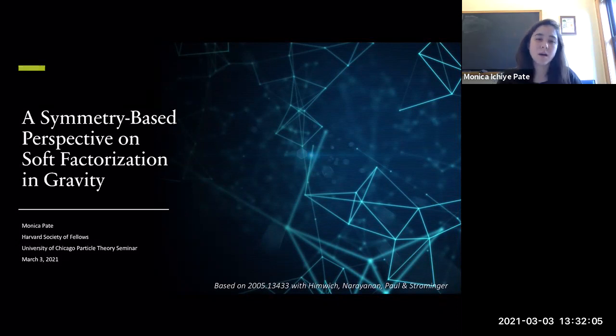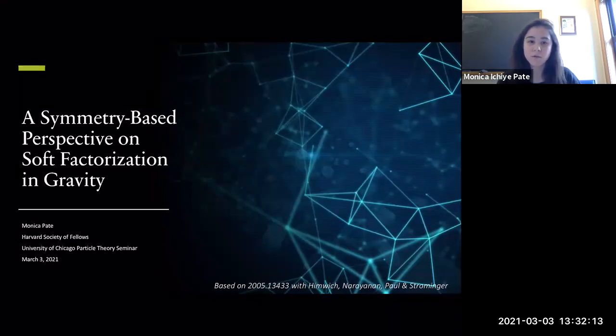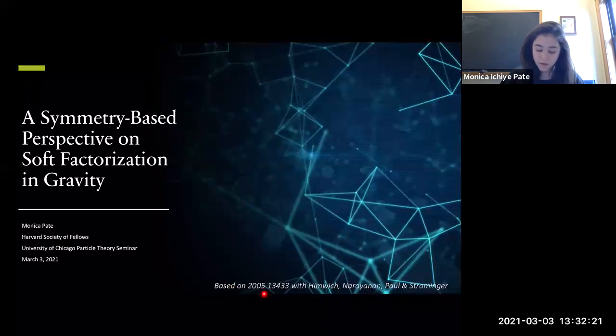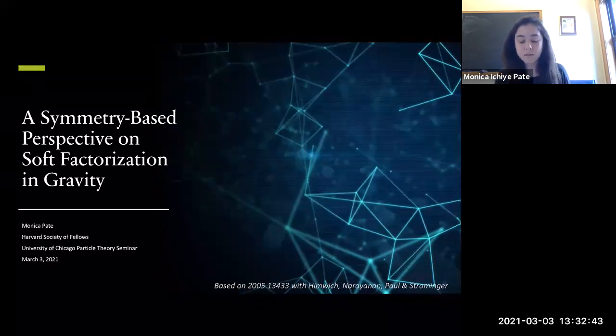The general purpose of my talk today will be to explain how symmetry can be seen as the origin of a variety of universal infrared behaviors of scattering amplitudes. In particular, today I'll be focusing on the results of this paper I wrote last May with several collaborators, Mina Himwich, Shruti Narayanan, Nishar Gopal, and Andy Strominger. In this paper, we explain how this general paradigm of symmetry being the origin of universal behavior in the infrared applies to soft factorization of gravitational scattering amplitudes.